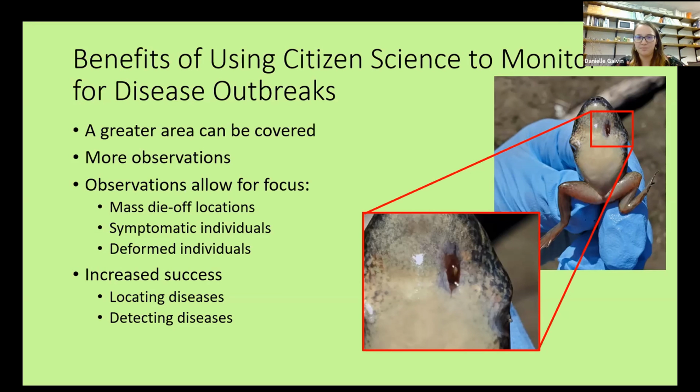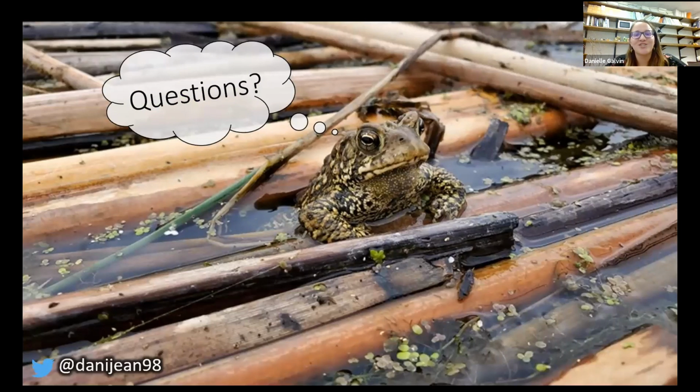at the time of death or at the time of sampling. All of these wonderful things and these wonderful benefits from citizen science mean that I can overall increase my success in locating diseases and detecting diseases here in South Dakota so that we can all be more aware of the threat posed by amphibian diseases here in our state. What questions do you have for me?